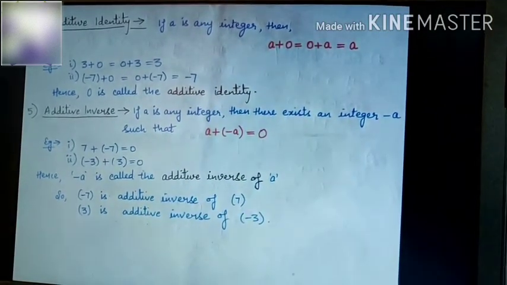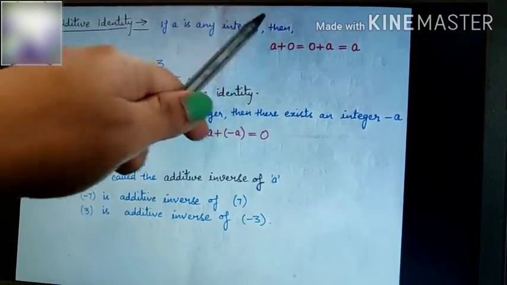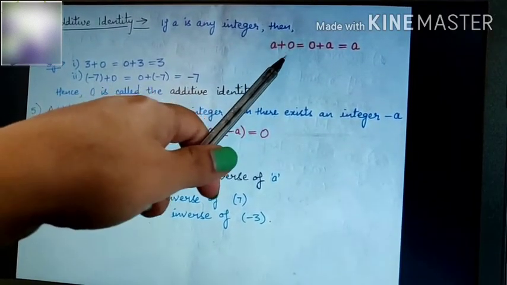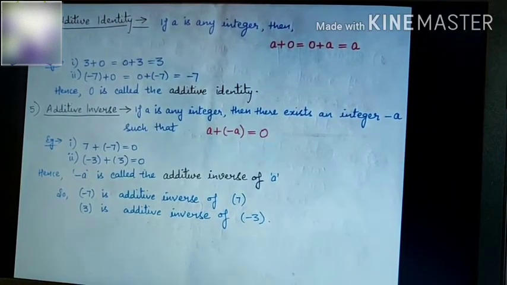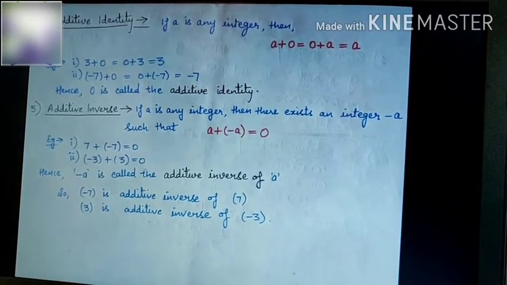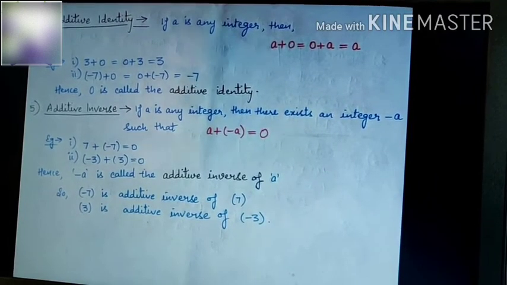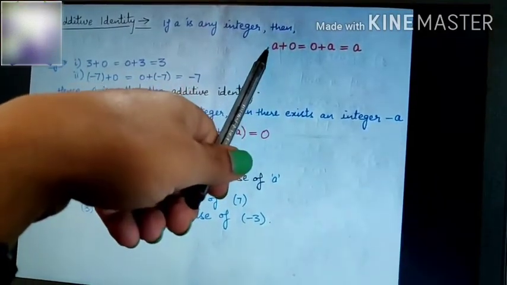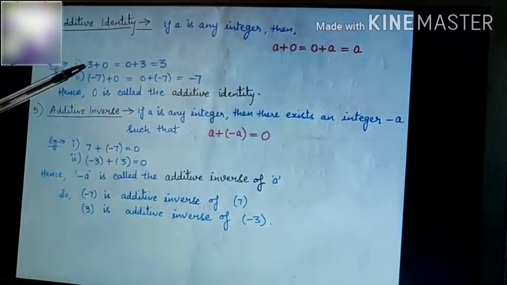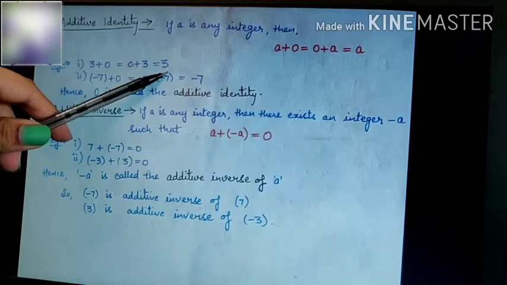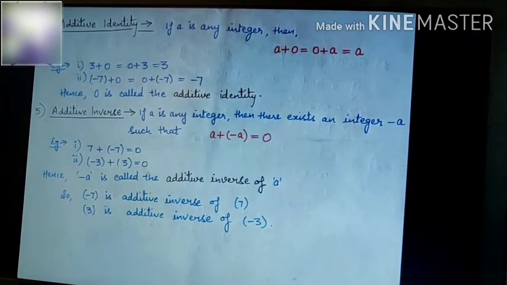Next property is additive identity. If a is any integer, then we can say that a plus 0 is equal to 0 plus a is equal to a. What does it mean? Additive identity is actually that number which is added to a number, the sum will remain the same. So if I add 0 to any number, the number will not change. The sum is also equal to the number. Like 3 plus 0, the sum is also 3. Number is not changed. So 0 is the additive identity.